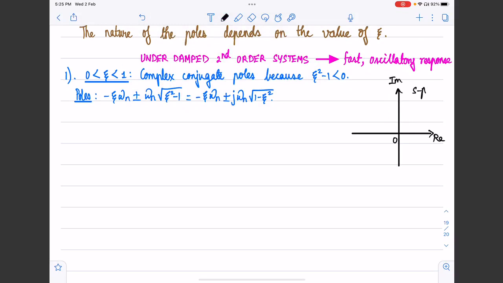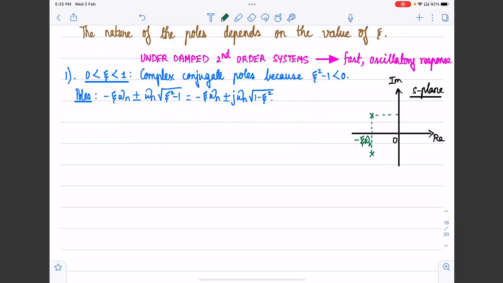Whenever we talk about performance, please note that the premise is always a stable system, right? Only then does our discussion make sense. So what happens? Our poles are in the left of the complex plane, and there are two poles, and they are complex conjugates. So the real part is minus zeta omega n, and that's what we have determined.